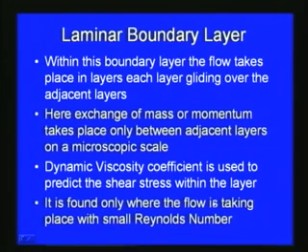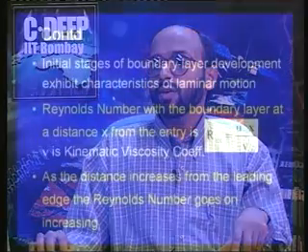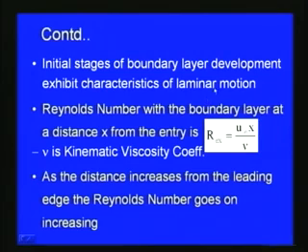When the free stream velocity comes like this and we introduce the flat plate, in the initial region the Reynolds number will be low, and at that location the flow will be laminar. When the Reynolds number increases, the flow may obviously become turbulent. So the initial stages of the boundary layer development exhibit characteristics of laminar motion.